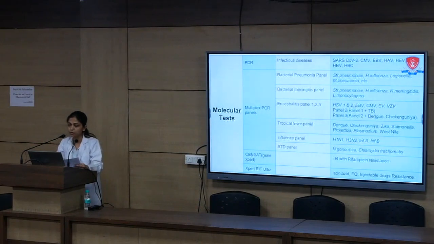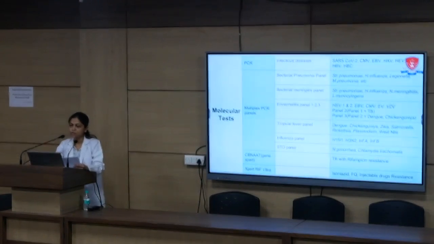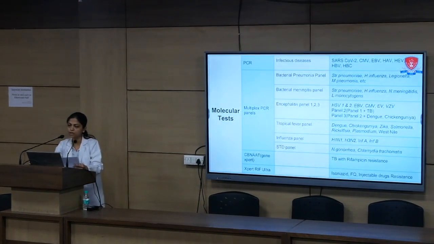Then we have advanced molecular tests, which consist of polymerase chain reaction tests, which are done for various infectious diseases like COVID virus, CMV, EBV, hepatitis A virus, etc. Then we have multiplex PCR panel, which is also a type of PCR, but in this we can detect more than one organism or target from a single cartridge. For example, we have pneumonia panel, meningitis panel, encephalitis panel, tropical fever panel, influenza panel, etc.